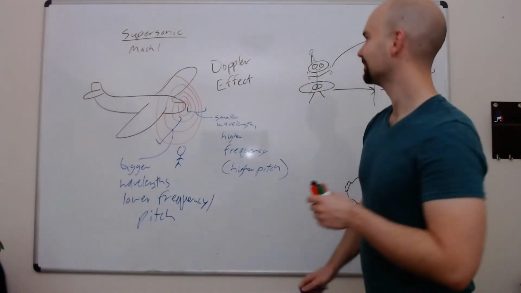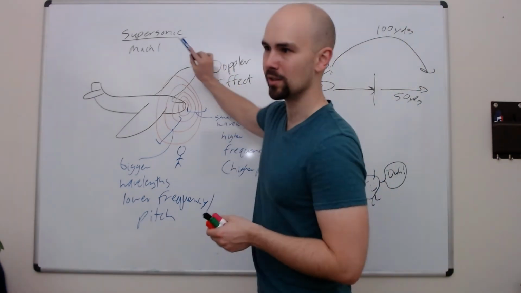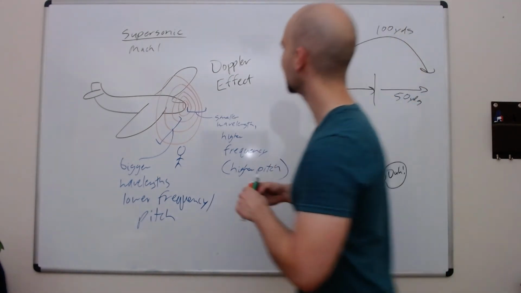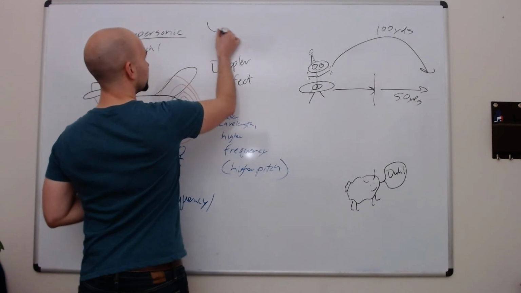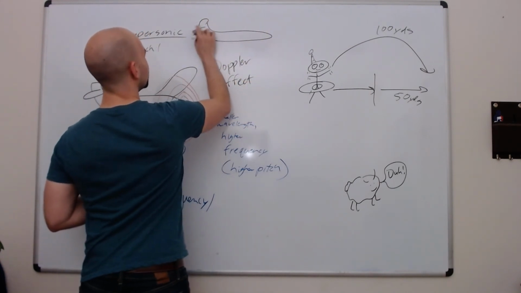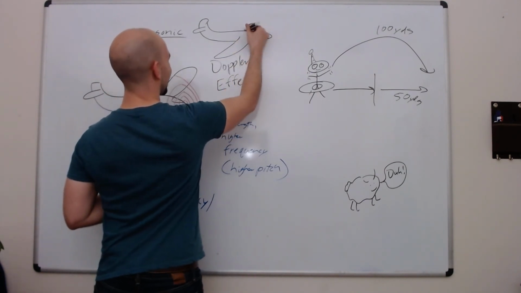One last thing. Let's say that this plane actually reached Mach 1. Let's say it actually got into the supersonic speed realm. What happens to the sound waves then? I'll draw another plane. Here's our supersonic one. Make it look a little faster, I suppose.